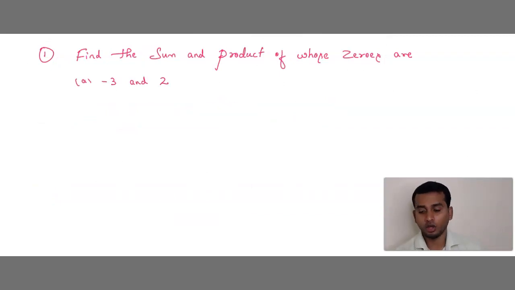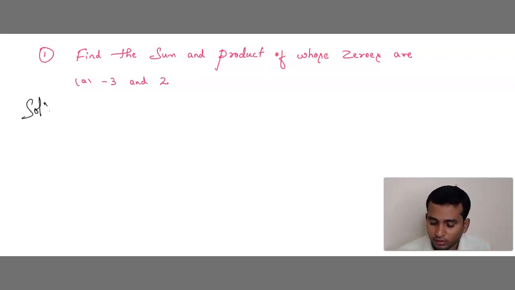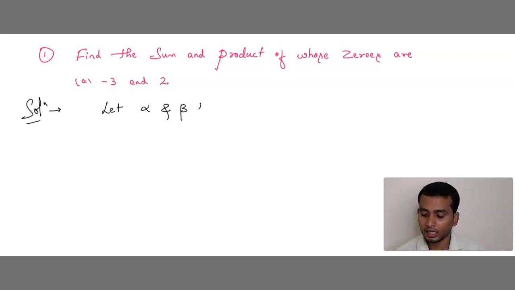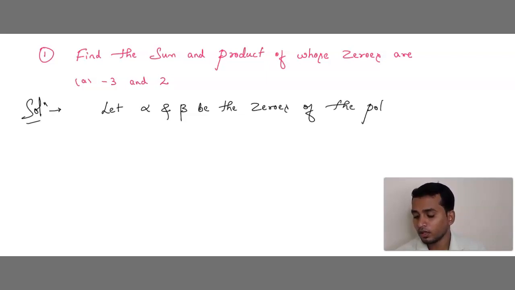Say children, here is the question. Find the sum and product of whose zeros are minus 3 and 2. Minus 3 and 2. Here we have been given 2 zeros. Now how to solve this question? We have to find sum of zeros and product of zeros. Always we consider the first answer as alpha and the second answer as beta, right? So first we have to write this sentence: let alpha and beta be the zeros of the polynomial.